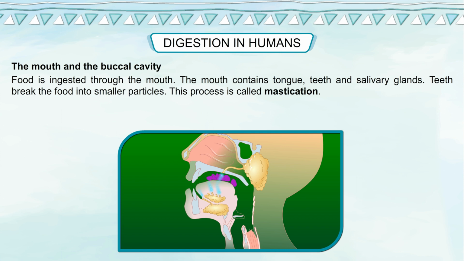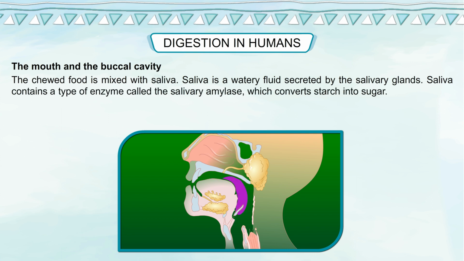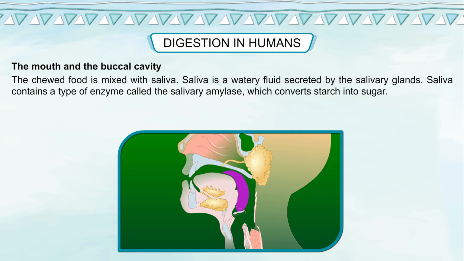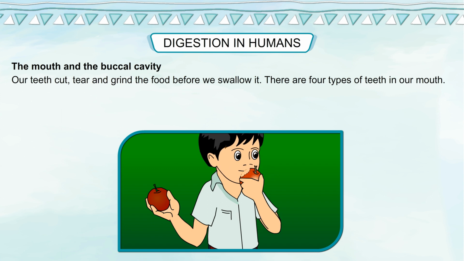Teeth break the food into smaller particles. This process is called mastication. The chewed food is mixed with saliva. Saliva is a watery fluid secreted by the salivary glands. Saliva contains a type of enzyme called the salivary amylase, which converts starch into sugar. Our teeth cut, tear, and grind the food before we swallow it.